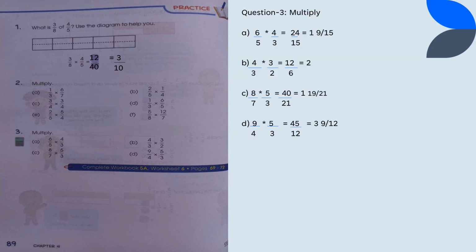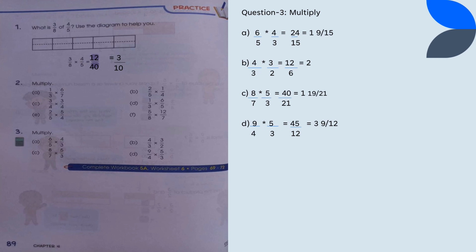Now we have the last question, question number 3, which has 4 parts. So starting with part A, we have 6 divided by 5 multiplied by 4 divided by 3. So 6 multiplied by 4 is equal to 24 in the numerator, and 5 multiplied by 3 is equal to 15 in the denominator. Again, we use division to represent it in mixed number form. So 15 into 1 is 15, and 9 will be the remainder. So we have one whole number, 9 over 15, as an answer if we divide 24 by 15.